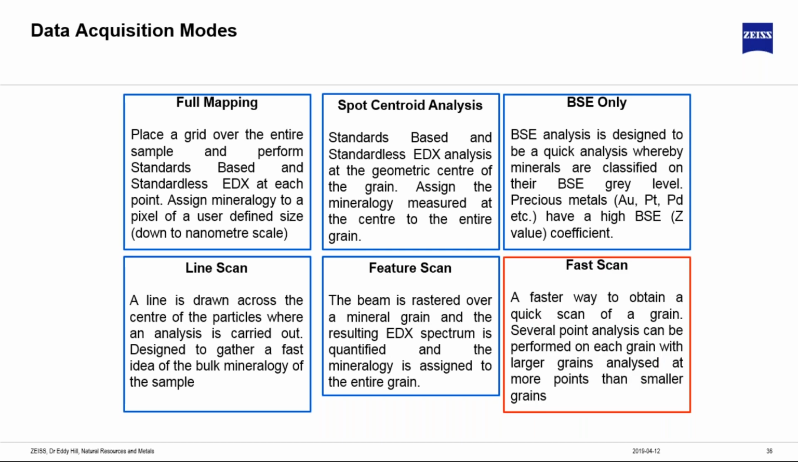And our latest acquisition method is what we call fast scan, which is a faster way to obtain a quick scan of a grain. Instead of rastering through the entire grain or particle, several points can be analyzed on each grain, and the larger grains are analyzed with more points than the smaller grains. We have rules in the system that determine the surface area of the grain and calculate how many points it should analyze on it. So the very small grains might be analyzed once, things in the order of a micron might receive 1 spot, but grains in the order of 400 or 500 microns in cross-section might be analyzed a couple of tens of times, just to provide a better dispersion of the analysis.